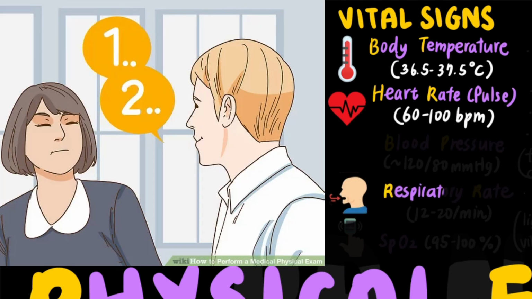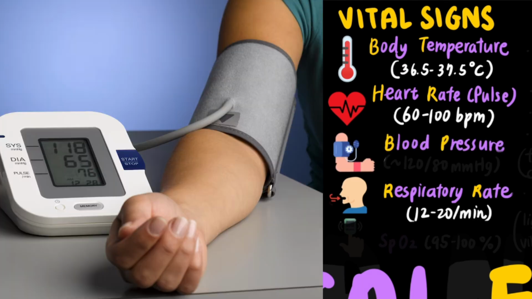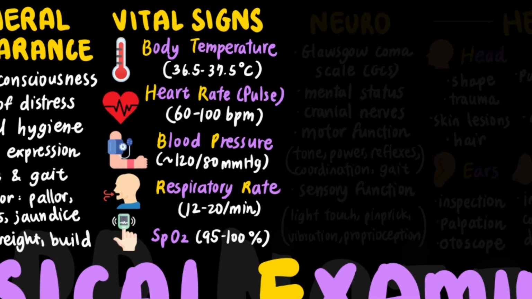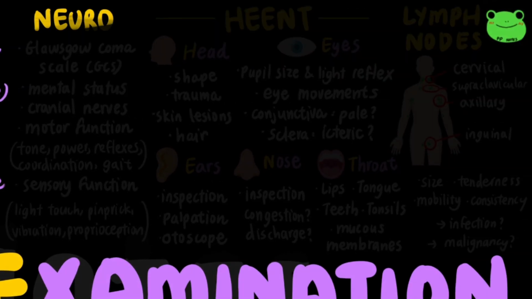Respiratory rate indicates how well the patient is ventilating, normally 12 to 20 breaths per minute. Blood pressure represents the force of blood against the arterial walls, with a normal reading around 120 over 80 millimeters of mercury. Oxygen saturation, or SpO2, shows how effectively oxygen is being carried in the blood, and should be above 95% in healthy individuals.